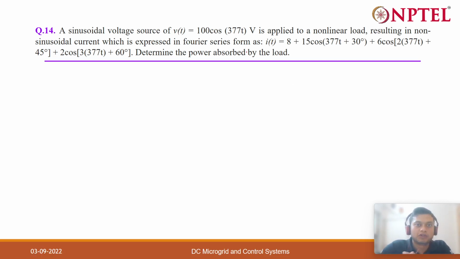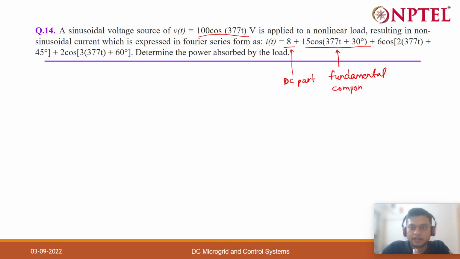In the input voltage we can see that it only contains the fundamental component. There is no harmonic part, but if you see the current part, it has a DC part, it has the first fundamental component, and this is the second harmonic component.